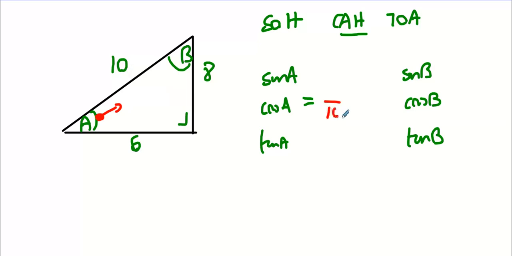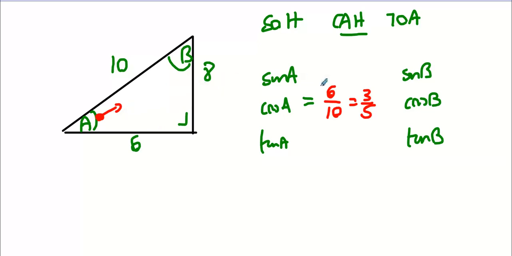Okay, which one's the hypotenuse again? 10 on the bottom. Opposite A is what? 8. 8 is the opposite, so I'm not going to use that. So what's the adjacent? 6. And the answer, therefore, will be 3 over 5. All right, guys, that's cos A.